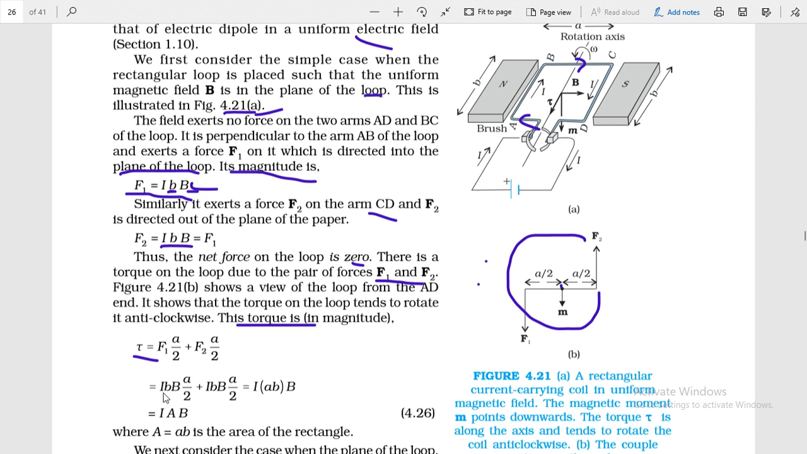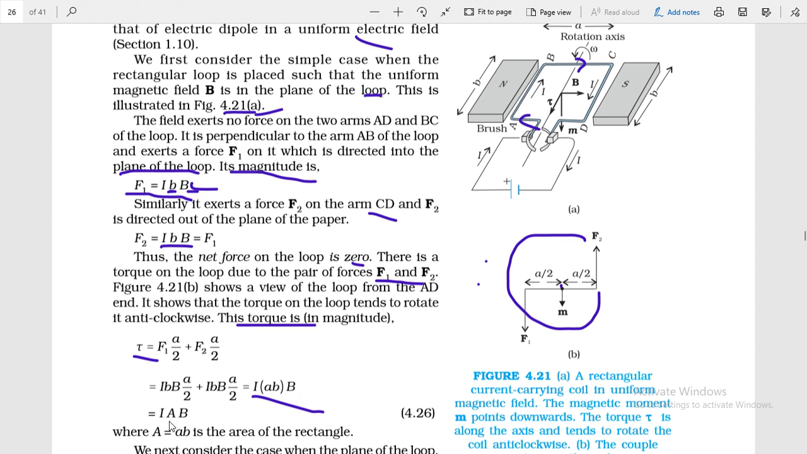So you will get IB capital B into A by 2 plus IB capital B into A by 2. The final answer will be IAB into capital B. Now you can see this A is the length of this part, that is AD, or you can say BC, and B is this side, that is AB or CD. So the total product AB will give the area of this rectangular loop.